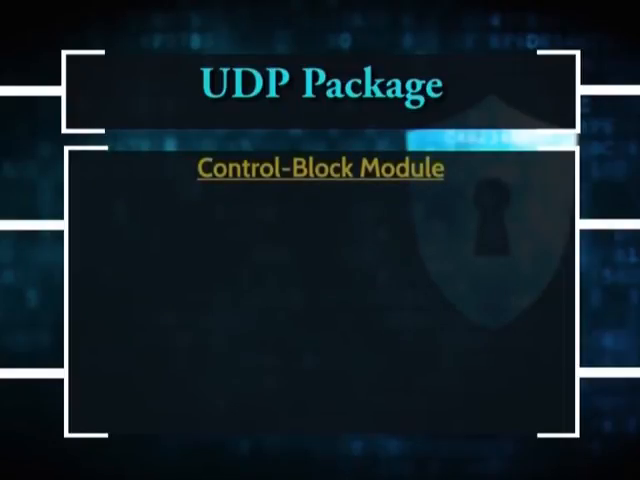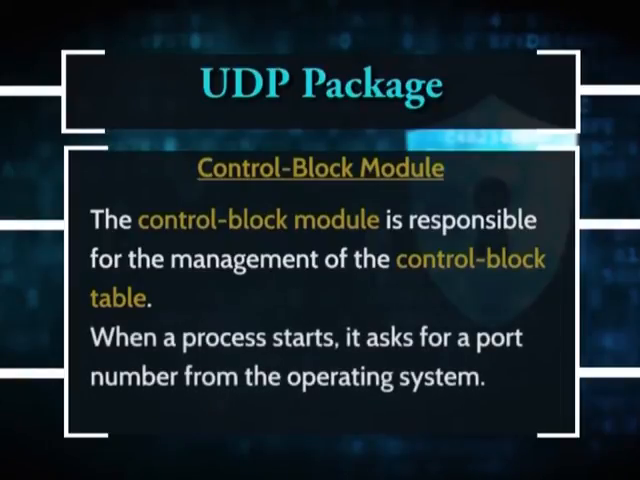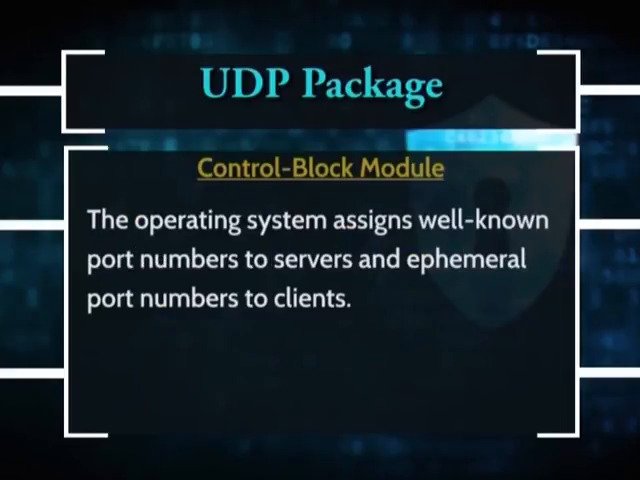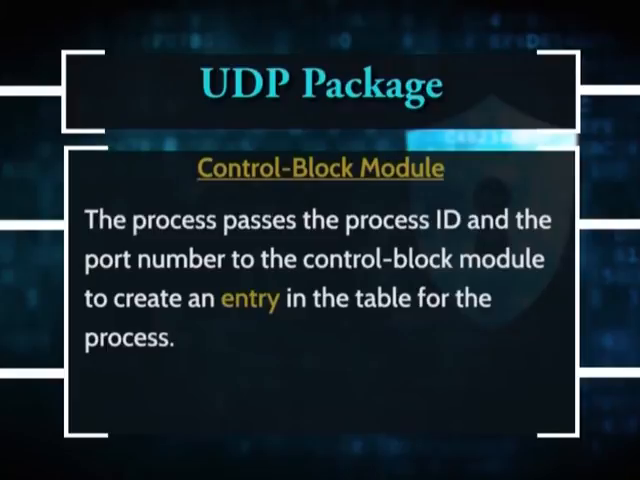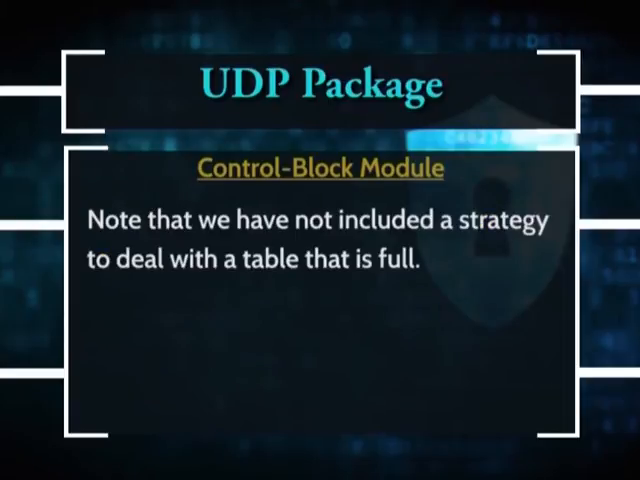Next, control block module. The control block module is responsible for the management of the control block table. When a process starts, it asks for a port number from the operating system. The operating system assigns well-known port numbers to servers and ephemeral port numbers to the client. The process passes the process ID and the port number to the control block module to create an entry in the table for the process. The field for queue number has a value of 0. Note that we have not included a strategy to deal with the table that is full.